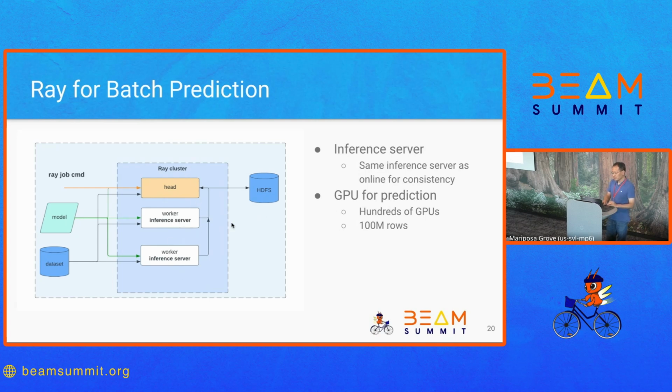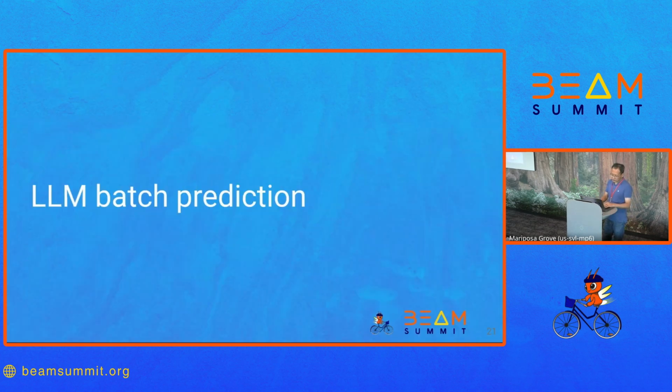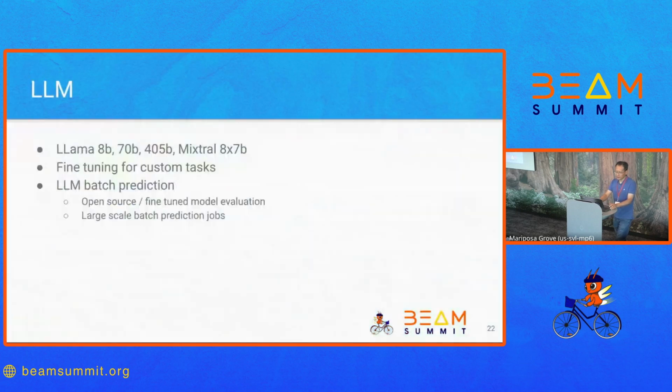Most of the benefit we got is the GPU orchestration. For our job, we can handle hundreds of GPUs. It's no issue. We handle hundreds of millions to billions of rows for prediction with this setup. Then we talk about some of the large language model batch prediction cases, because recently we spent a lot of effort on it, and we found this helpful for a lot of our applications.